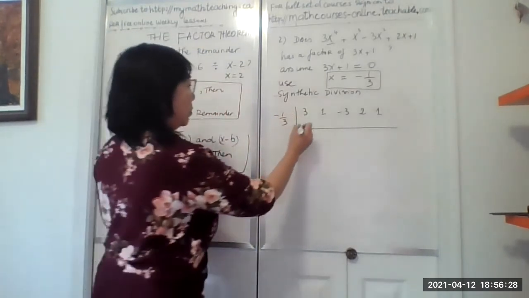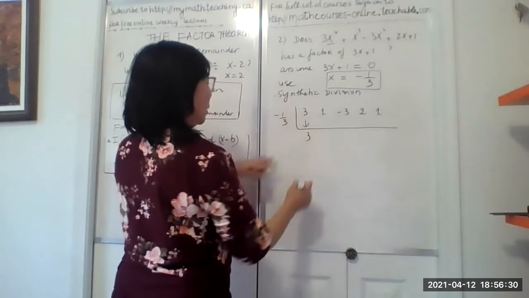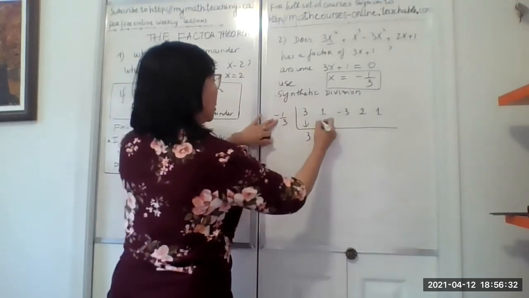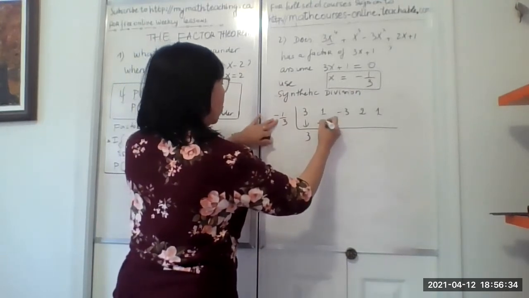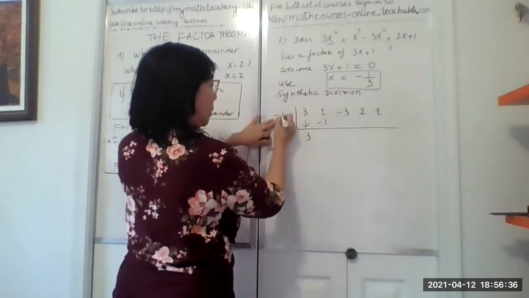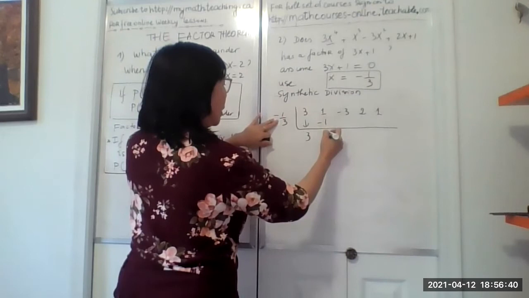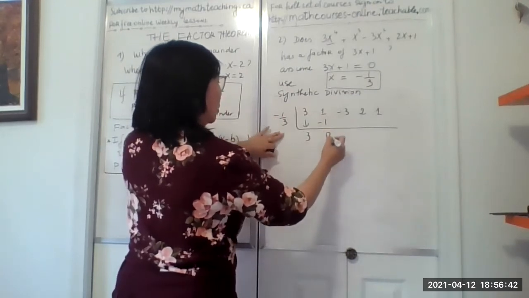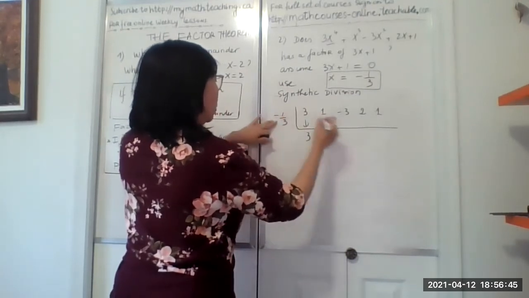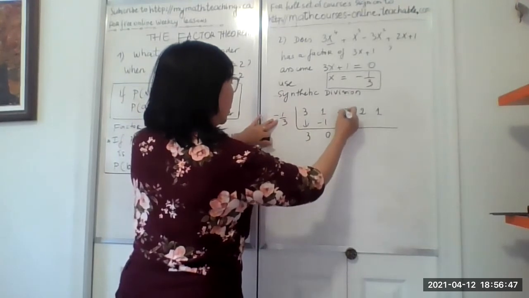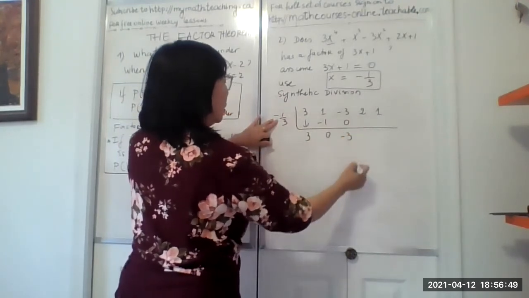So bring this down, we have 3. 3 times minus 1 third is minus 1, right? 3 times minus 1 third is minus 1. Minus 1 add 1 is 0. So now 0 times minus 1 third is 0. Add them, we get minus 3.